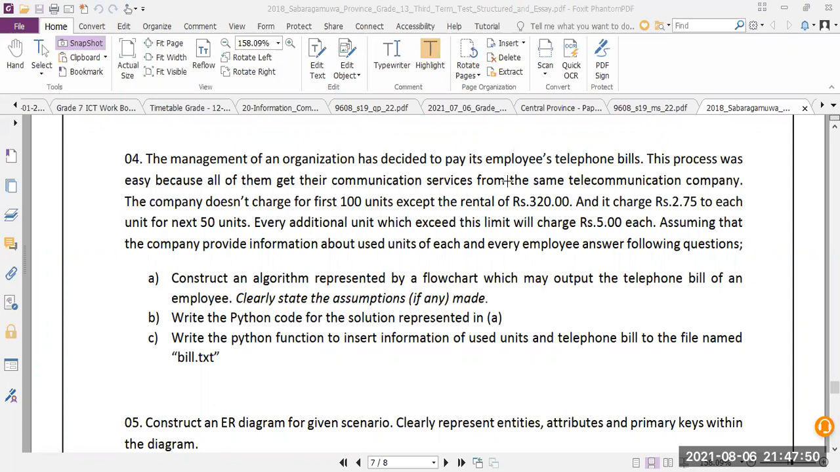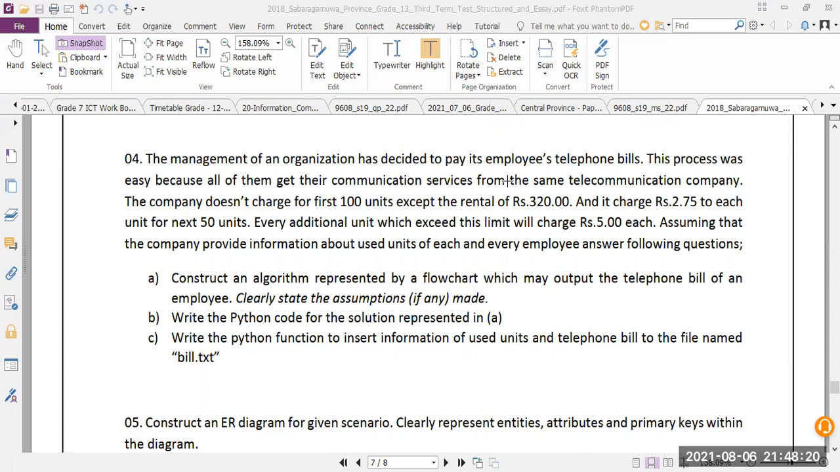The company doesn't charge for the first 100 units except the rental of 320 rupees, and it charges 2.75 for each unit for the next 50 units. Every additional unit which exceeds this limit will be charged 5 rupees each.